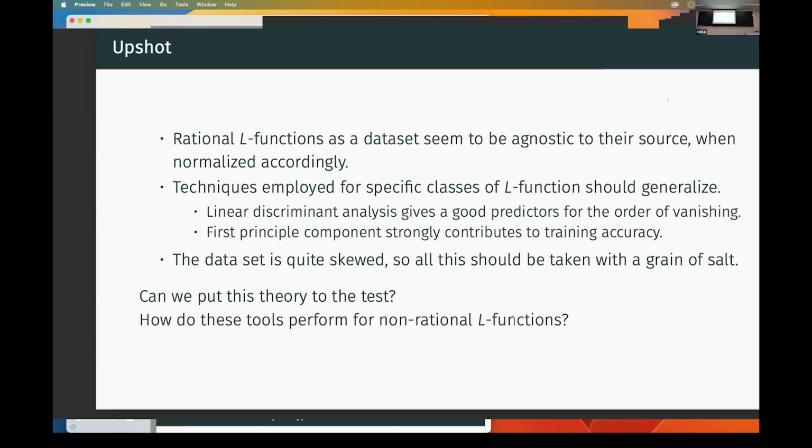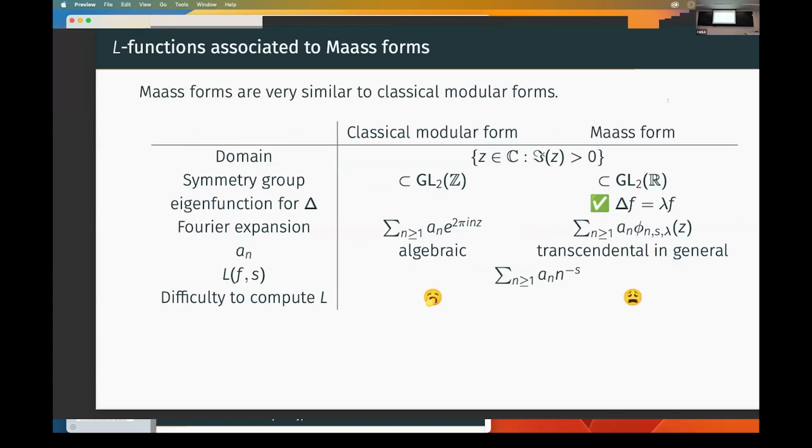Maass forms are complicated, so I'm going to try to summarize them in a single slide. It's just a more complicated version of classical ones. And now you're wondering, what are classical? It doesn't matter. The word classical means basically people have been studying this for centuries, and Maass forms are more like the latest, like a century. Let's put it this way. So it's a more complicated version. Many things change, but many things are the same.